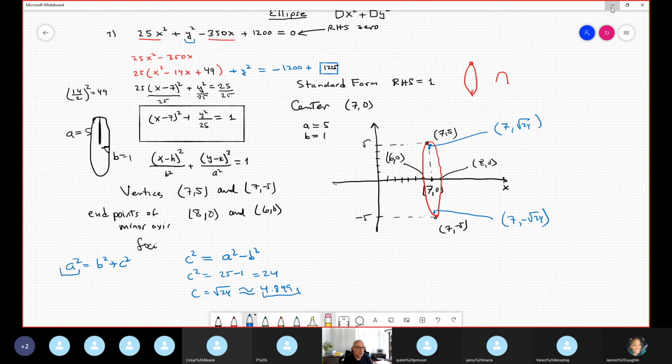Definition, no. Conic, yes. Okay, conic section. Okay, let me switch and share the screen to Desmos.